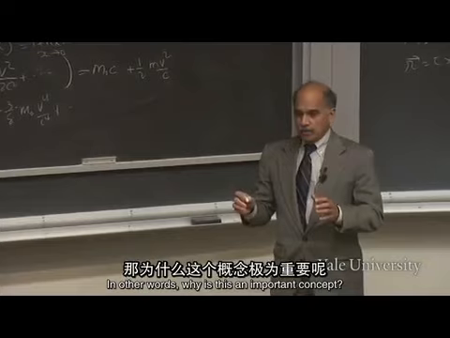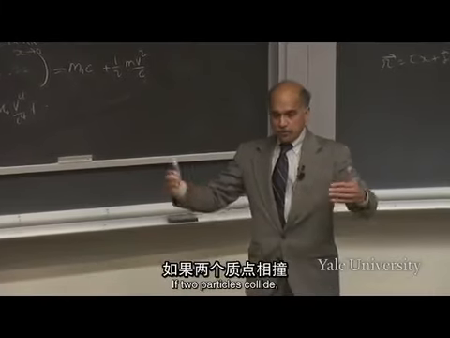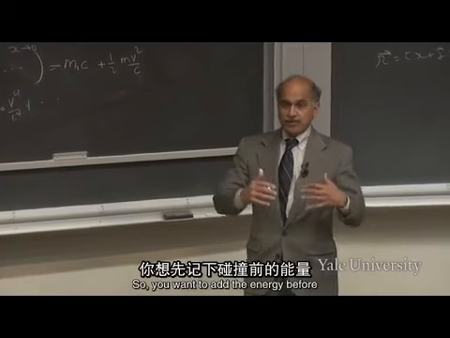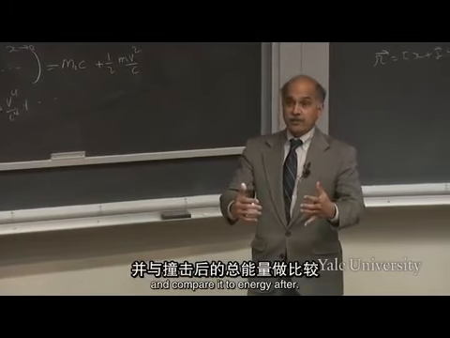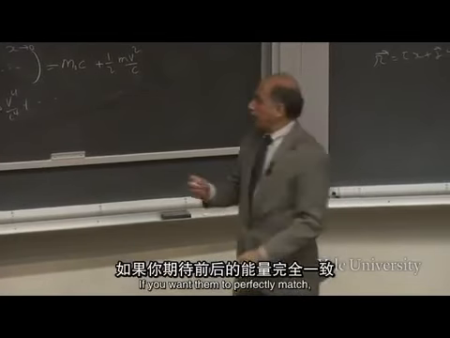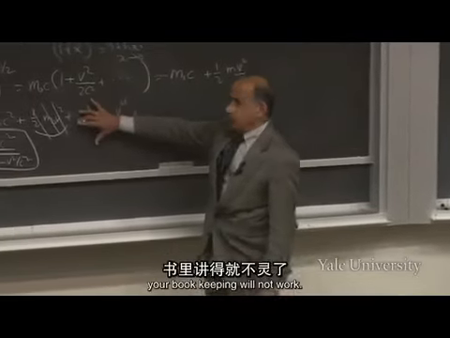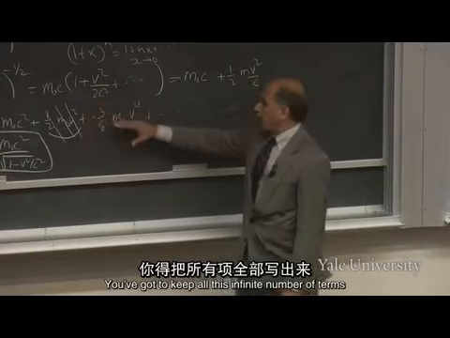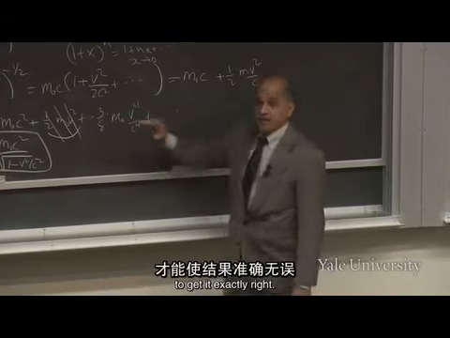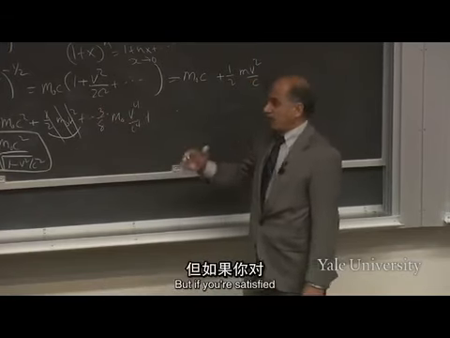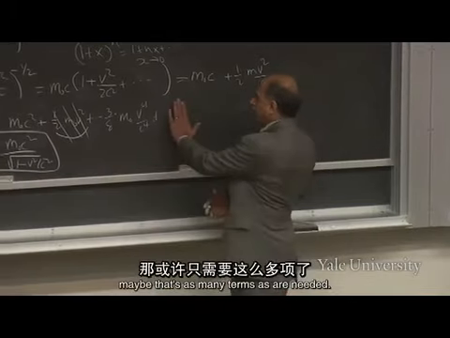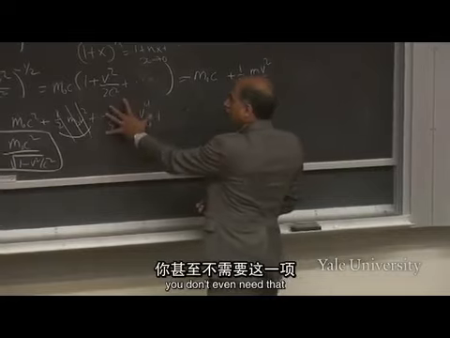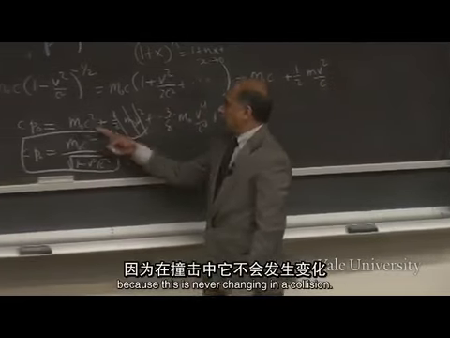In other words, why is this an important concept? If two particles collide, we believe energy is conserved. So you want to add the energy before and compare it to the energy after. If you want them to perfectly match, and you stopped here, your bookkeeping will not work. Before will not equal after. You've got to keep all this infinite number of terms to get it exactly right. But if you're satisfied to one part in a million or something, maybe that's as many terms as are needed. And at very low velocities, you don't even need that, because this is never changing in a collision.